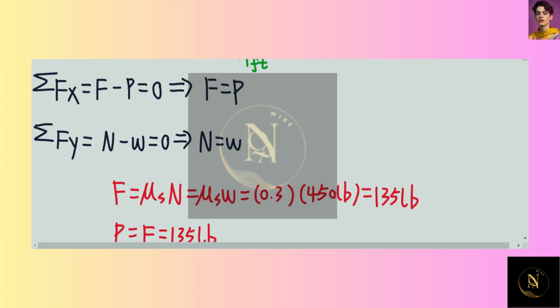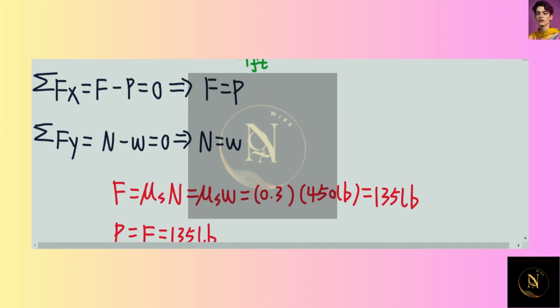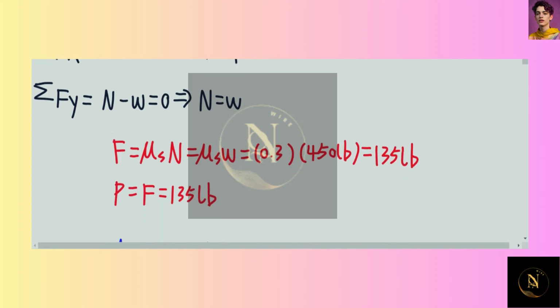So we know mu_s is 0.3, and the gravity of the crate is 450 pounds. And this will give us the friction on the crate is equal to 135 pounds, which means that force P is also equal to 135 pounds.